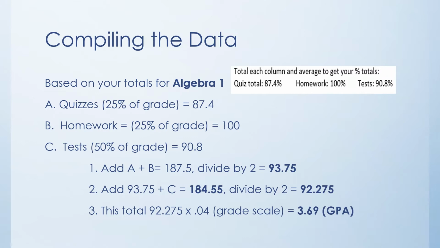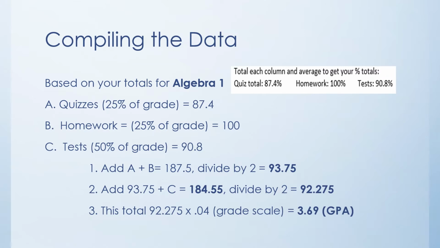So based on your totals there, for Algebra 1, we'll take the quiz total first, 87.4%, that's 25%, and then the homework next, because that is 25%. Those are equally weighted. So we're going to start with that, and jump down to number 1 under C. First, you add A plus B, so 87.4 plus 100% equals 187.5. You're going to divide that by 2 to get 93.75.